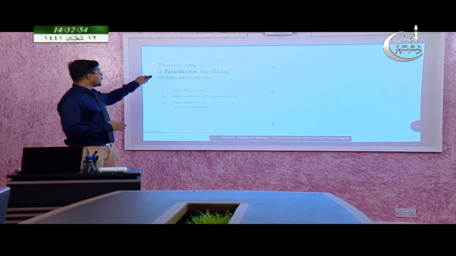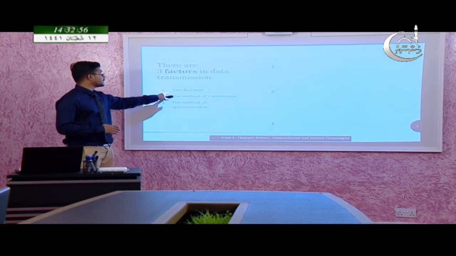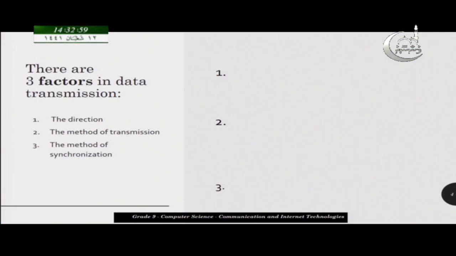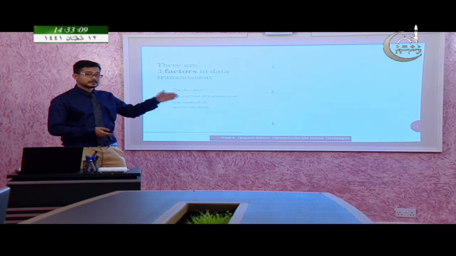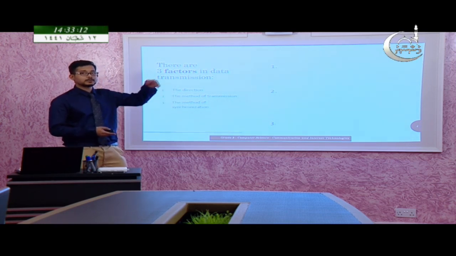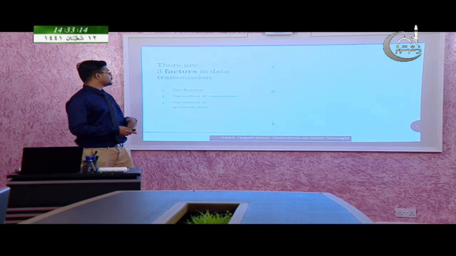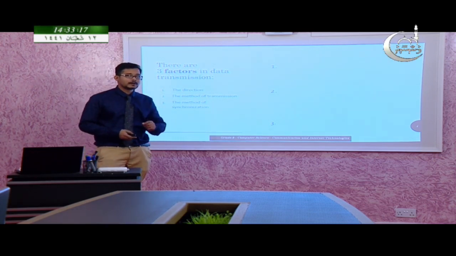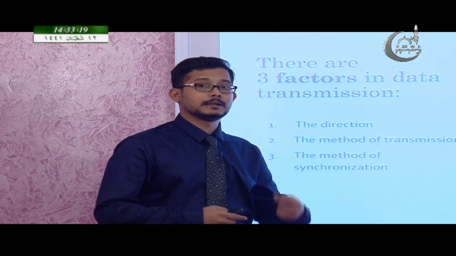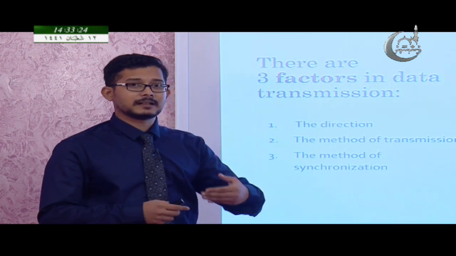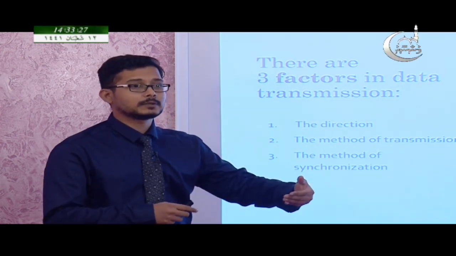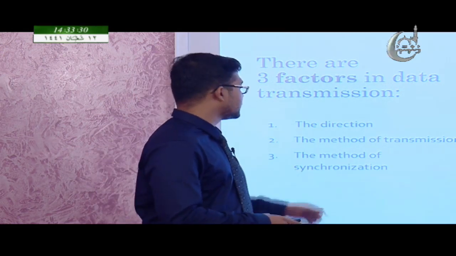So as I said, factors affecting the data transmission can be categorized into three: the direction, the method of transmission, and the method of synchronization. Direction, for example, you just saw from the computer to the printer, right? That is a direction. And method of transmission is whether we are using only one wire or multiple wires. And synchronization is whether we are connecting it always or making the connection only whenever it is needed.